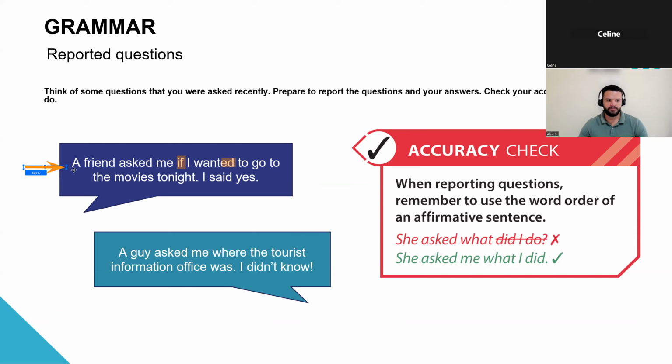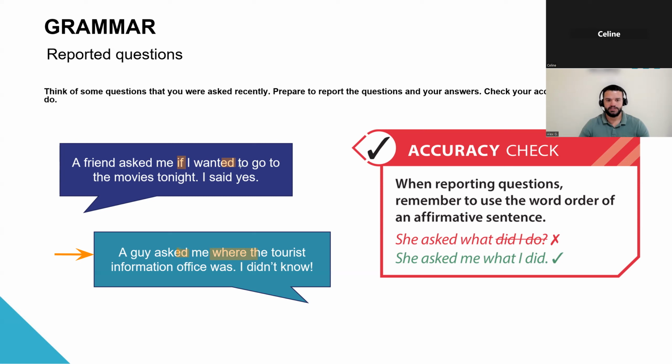What about this one here? "A guy asked me where the tourist information office was. I didn't know." Very good. So again, "a guy asked me," and then we have the simple past, and then the question word. A guy asked me where the tourist information was, okay?